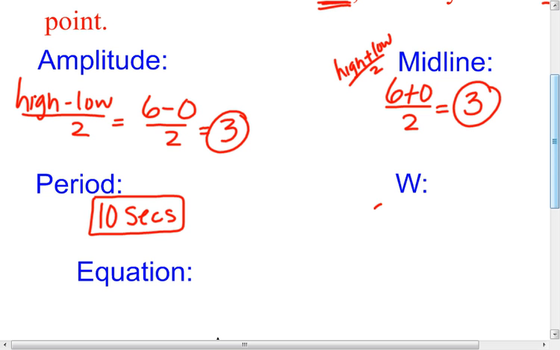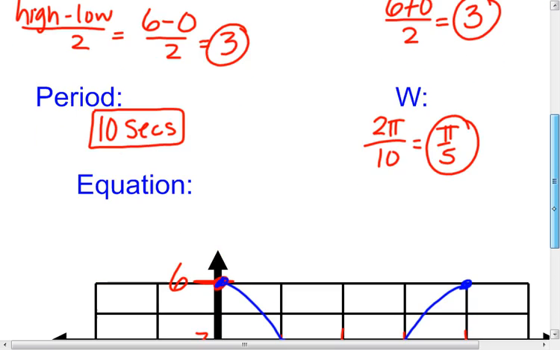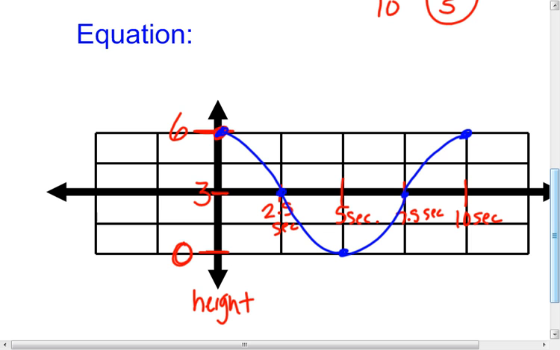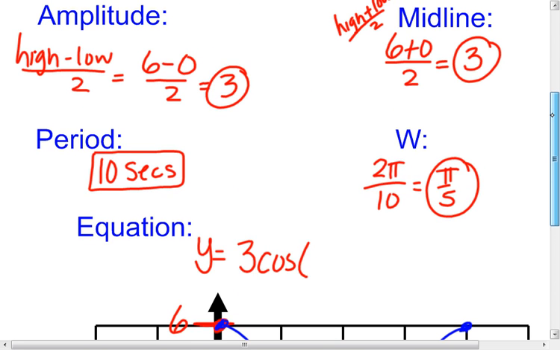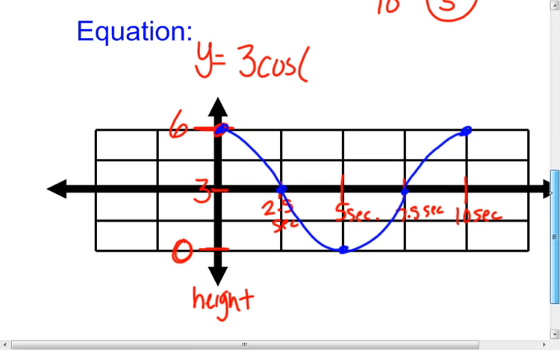Okay, I get my w then by doing 2 pi over 10, which is pi over 5. Okay, then when I want to make my equation, I sort of put all those parts together here. So I know this is a cosine curve. I know that it's not flipped, so I do not need the negative. But my amplitude is 3. Cosine, my w was pi over 5. And then my midline in this case was also 3.